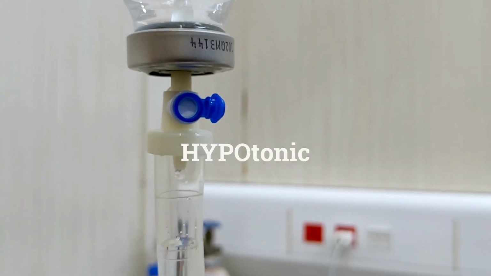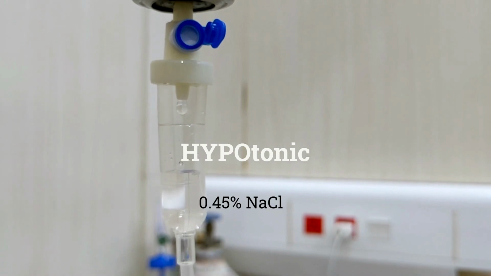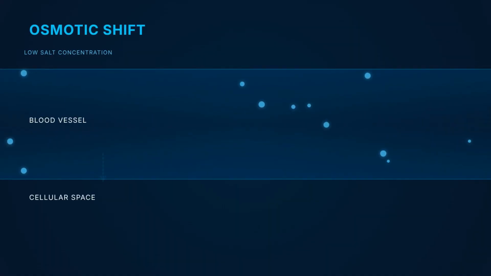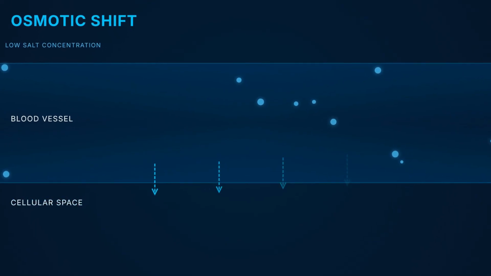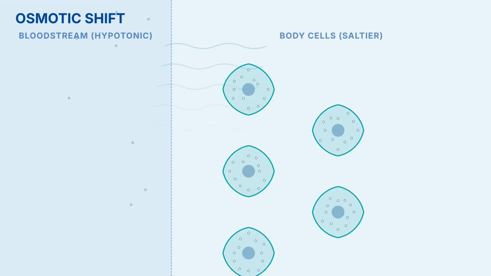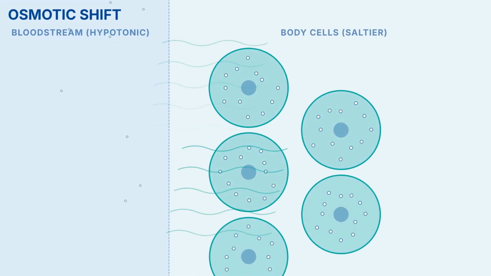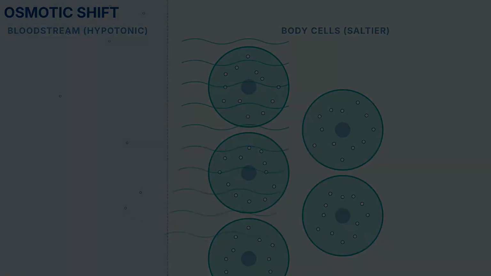Fluids that have lower tonicity than the body, such as fluids that are less salty than the body, are called hypotonic. For example, 0.45% sodium chloride. Because there is less salt in the bloodstream, water leaves the blood vessels and moves into the cells. Cells in this case are saltier, and remember, water follows salt. Hypotonic fluids push water from the bloodstream into the cells. This helps rehydrate cells that have become dehydrated. Let's try another test question to test your knowledge.